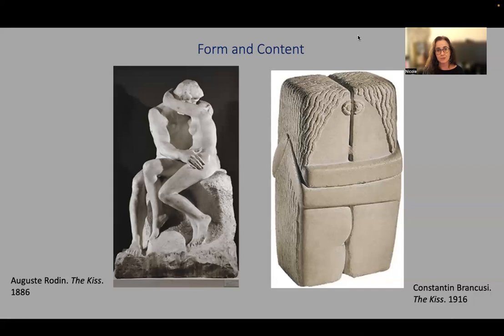They're interconnected. So both works are made of stone. The handling of both stones is different, right? The choice of realism versus abstraction is different. Okay? So those are all formal elements, okay? The content has to do with what each one communicates differently about love as an experience or love as an idea. So form expresses content and content determines form.